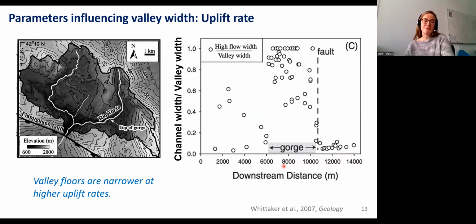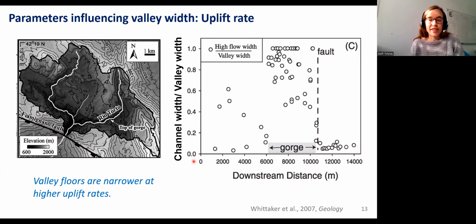A third parameter that probably plays a role is uplift rate. So this is a study by Alex Whittaker and colleagues from the Rio Torto in the Apennines in Italy. And they have also measured valley floor width of this little catchment that crosses a normal fold here. And this normal fold can be seen also here in this figure on the right. So to the right here, this is downstream of the normal fold. Then we have the gorge upstream of the normal fold, and then this part high up in the catchment.